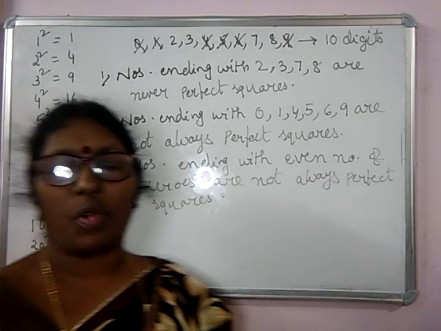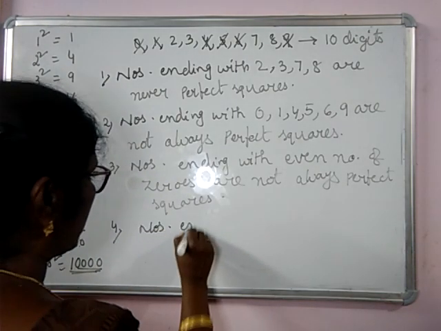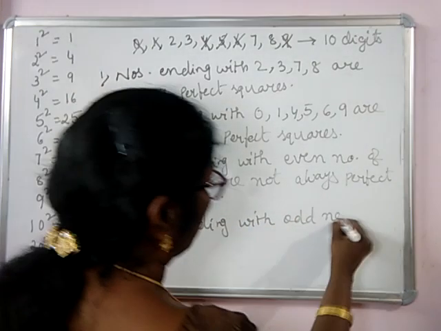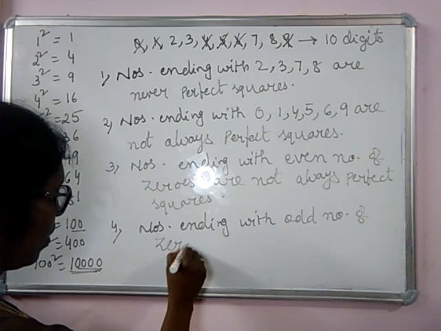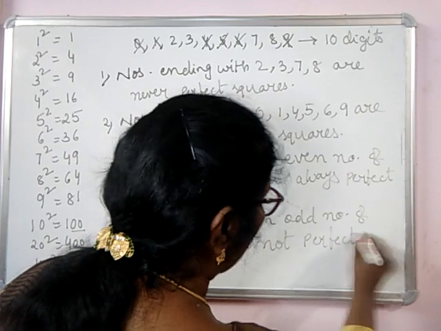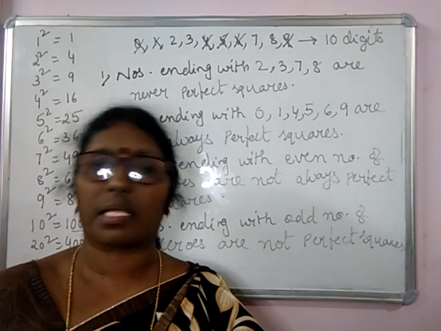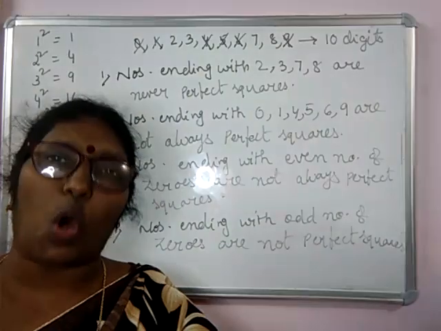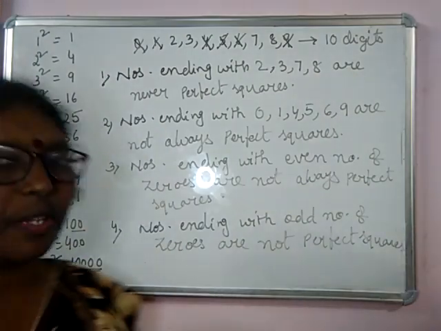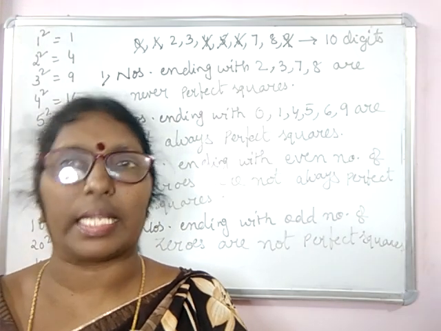And you will not have a perfect square with an odd number of zeros. That means numbers ending with an odd number of zeros are not perfect squares. Numbers ending with an even number of zeros may or may not be perfect squares, but a number ending with an odd number of zeros can never be a perfect square. So these are the properties of perfect squares, and some more properties you are going to learn in the next class.